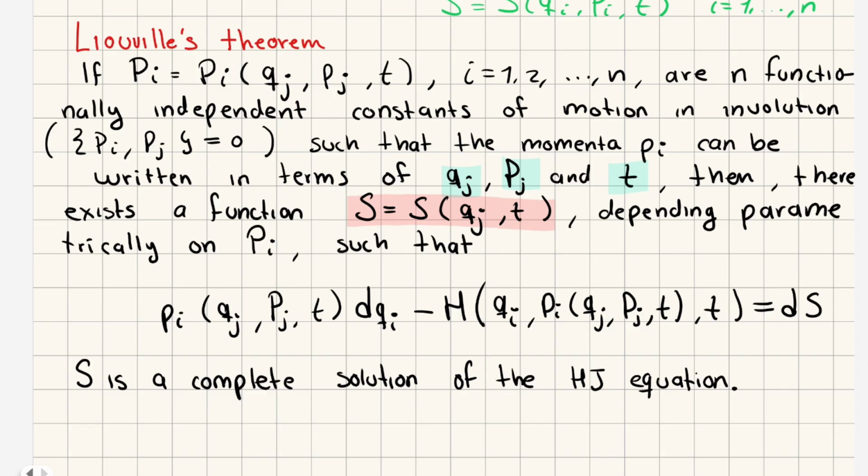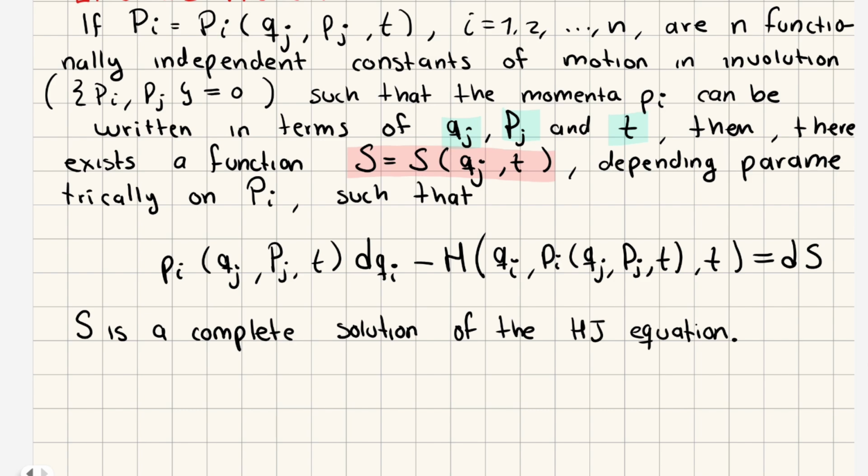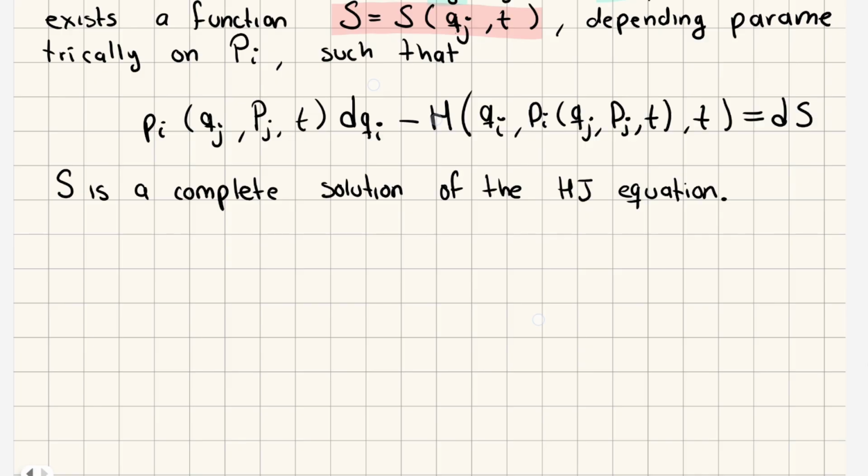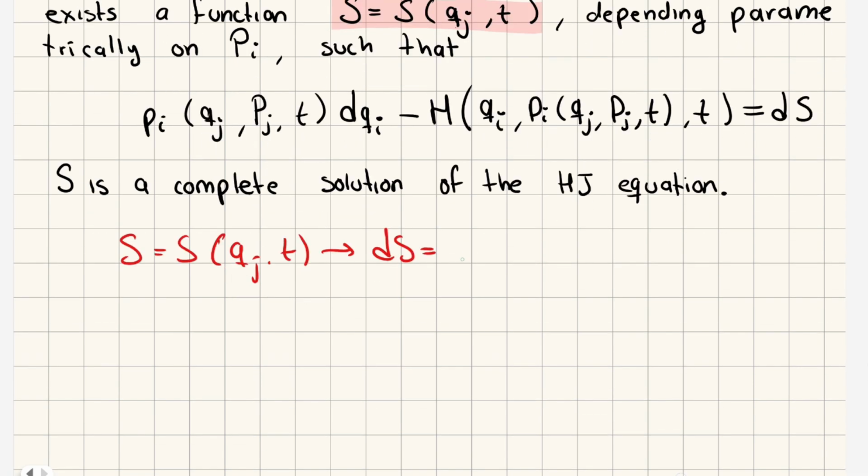So we can say that if we have those requirements, we can find a function of just the q's and the time such that we can express it with this equation that we have here, which is actually the definition of the total differential of S. Because remember that if we have this function S that depends on the q's and the time, that means that dS is going to be the partial of S with respect to q_j, dq_j, plus the partial of S with respect to time, dt.